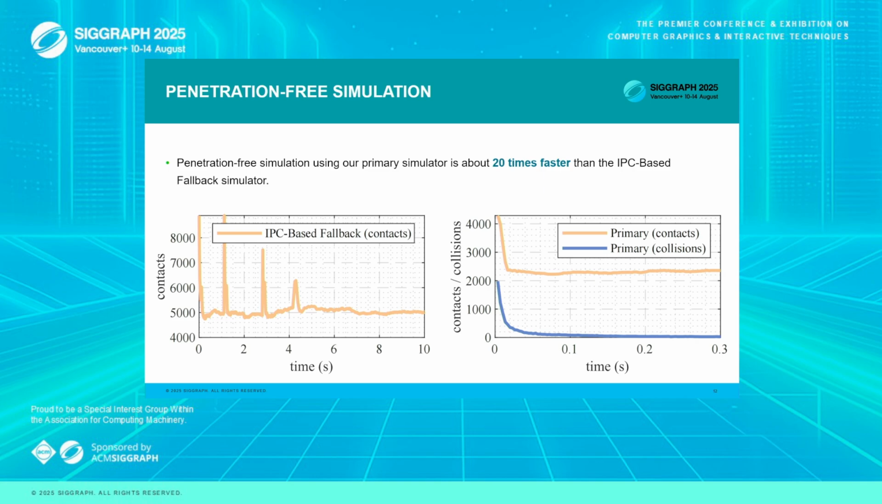And after mapping, our penetration-free simulation ensures that the knot structure stays intact during the relaxation process. Our simulation system has two key components. The first is a fast primary simulator using Gauss-Newton optimization, which provides real-time feedback and stable performance. Second, an IPC-based fallback simulation mechanism guarantees strict collision safety when we need it.